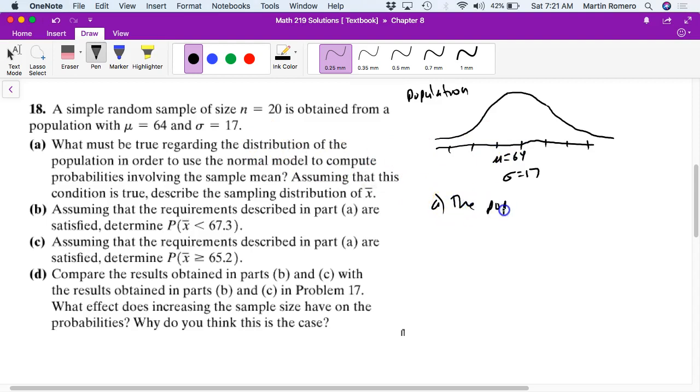The population must be normally distributed. If this is the case, then we also know that the sampling distribution must be normally distributed.